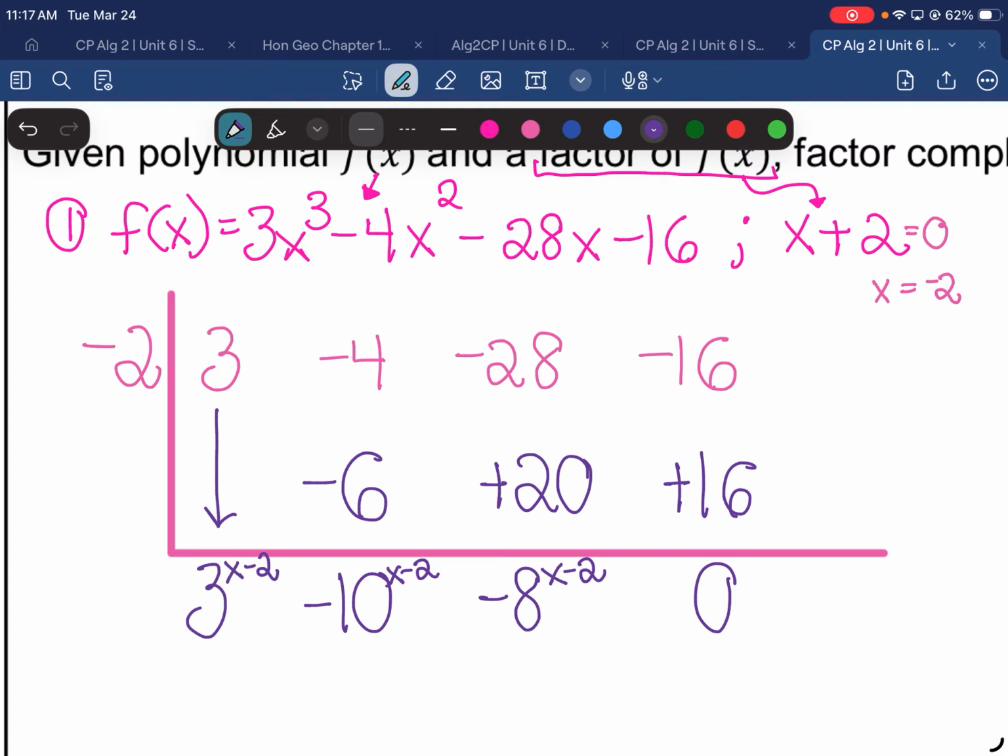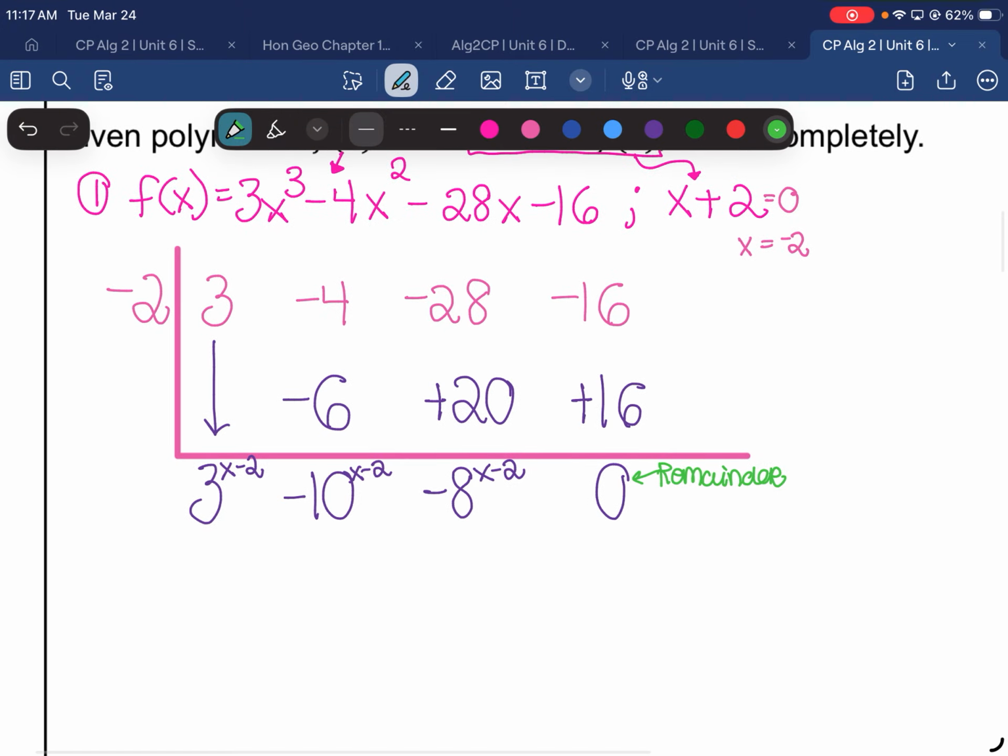What is that 0 called? Starts with an R. Yeah, Jana. The remainder. Girls, if you get anything other than 0 for your remainder, you did it incorrectly. Now, that's not to say what you were doing way back when we were dividing. You're allowed to get a remainder then, but you're not here. Okay? When you're factoring using the factor theorem, you have to get a remainder of 0.